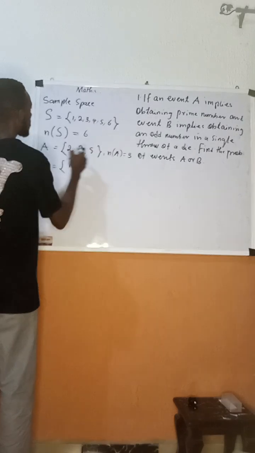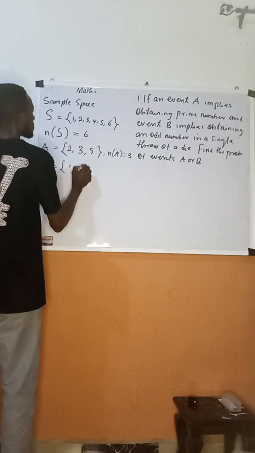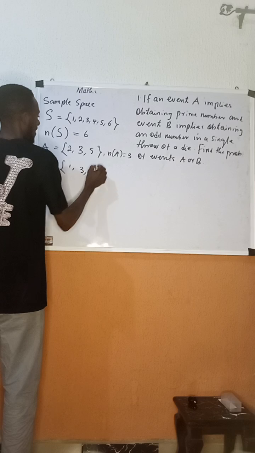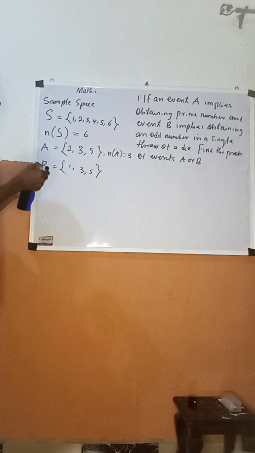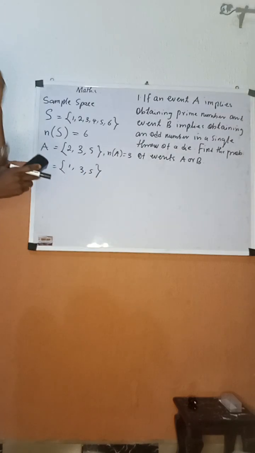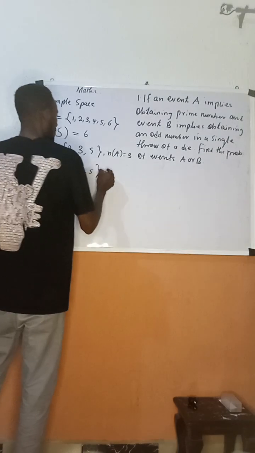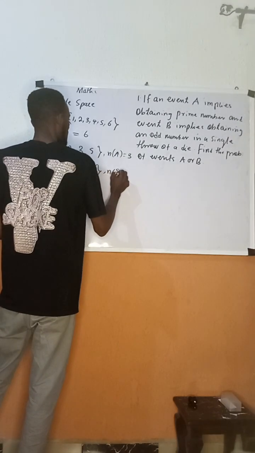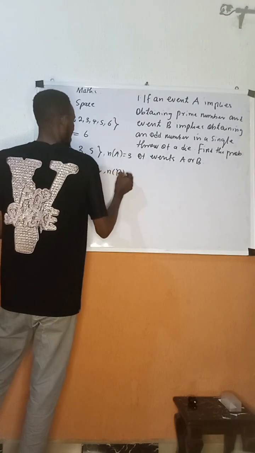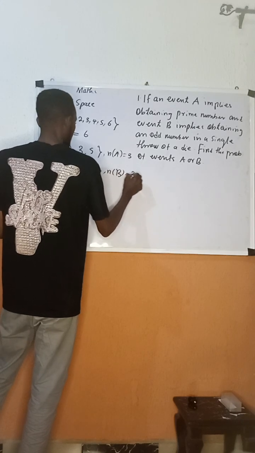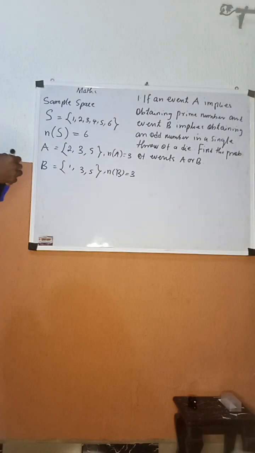Yes, we are talking about odd numbers. We are talking about 1, 3, and 5. These are what we call the odd numbers, which cannot be divided by 2 without a remainder. Now we talk about n of B. My n of B equals 3 as well. So we now move further.